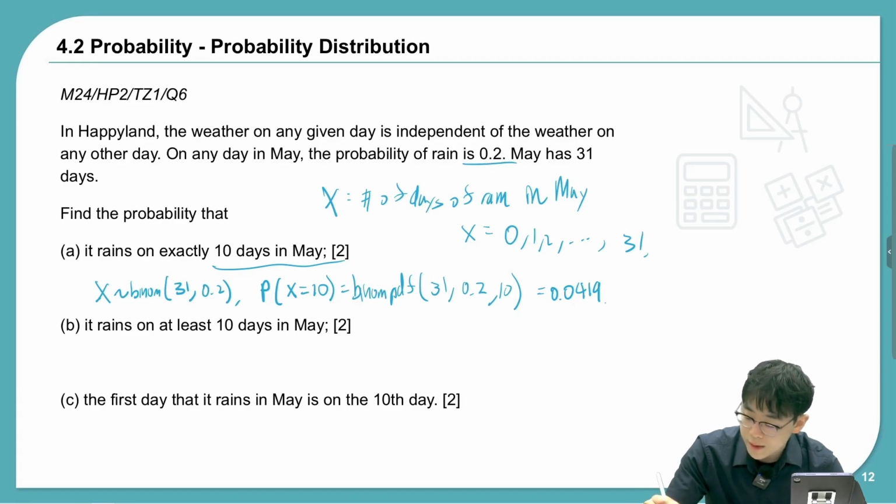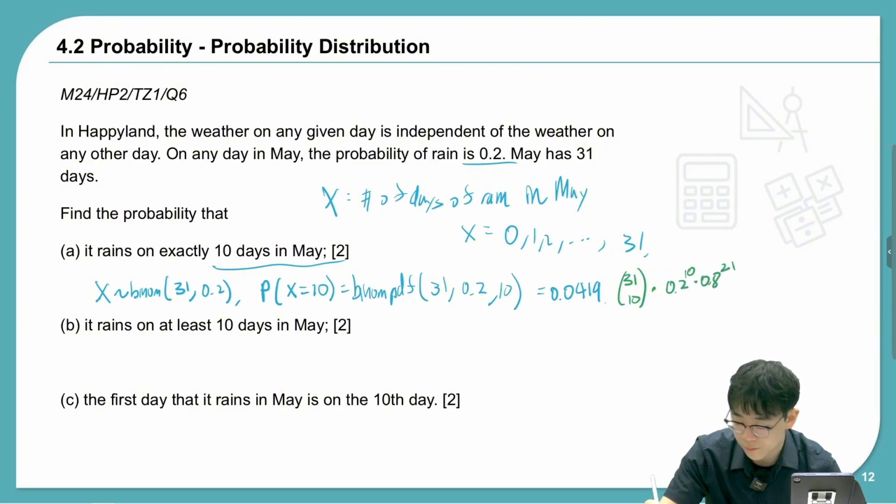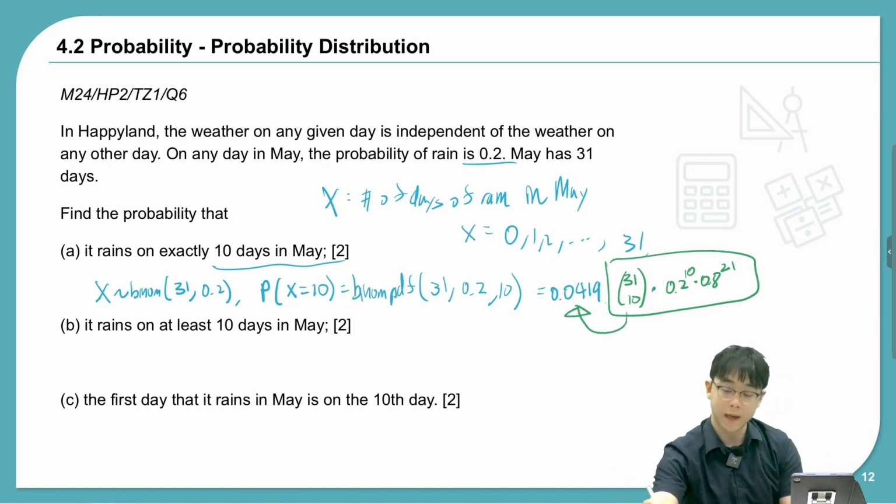Without using your calculator, you could have done something like there's 10 out of 31 days to choose from that'll be raining. So 21 days will be not raining. And then we'd multiply 0.2 to the power of 10, 0.8 to the power of 21. Right? So that's another way you could have gotten 0.0419.